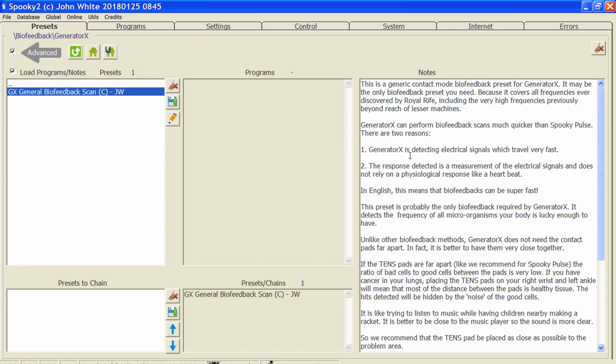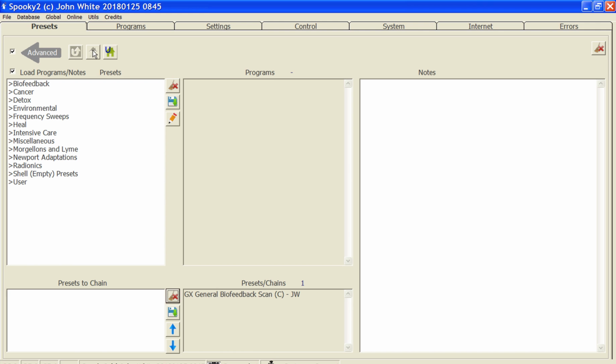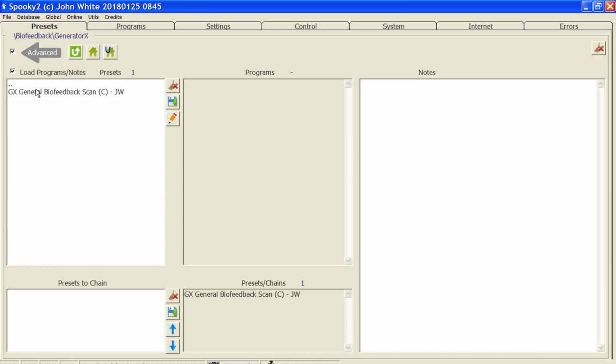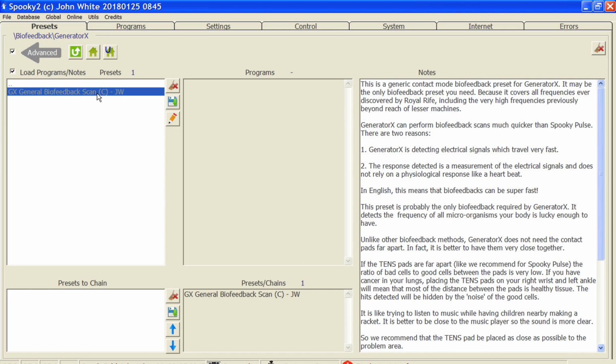I'm going to talk about Generator X biofeedback. From the home folder of the presets, if you select biofeedback, Generator X, you'll see there's a Generator X general biofeedback scan. If you're reading the notes, it says this is a generic contact mode biofeedback preset for Generator X. It may be the only biofeedback preset you need because it covers all frequencies ever discovered by Royal Rife, including the very high frequencies previously beyond reach of lesser machines.